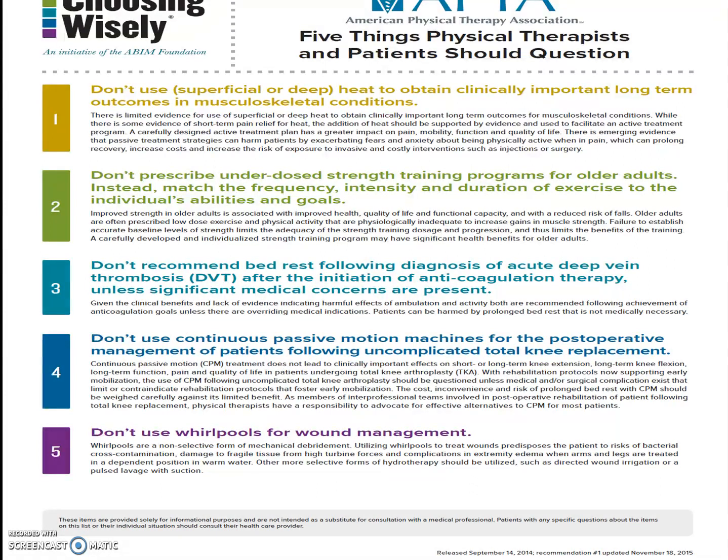This is also available on Blackboard in the Week 1 folder. I want you to take a look at this. I will have copies for you to see later on in the week. This is a statement, again by the APTA, that covers 5 things that physical therapists and patients should question. But number 1, I think, is the most important: don't use superficial or deep heat to obtain clinically important long-term outcomes in musculoskeletal conditions. Essentially, they're saying there's very limited evidence or research on the use of superficial or deep heat to obtain clinically important long-term outcomes for different musculoskeletal conditions.